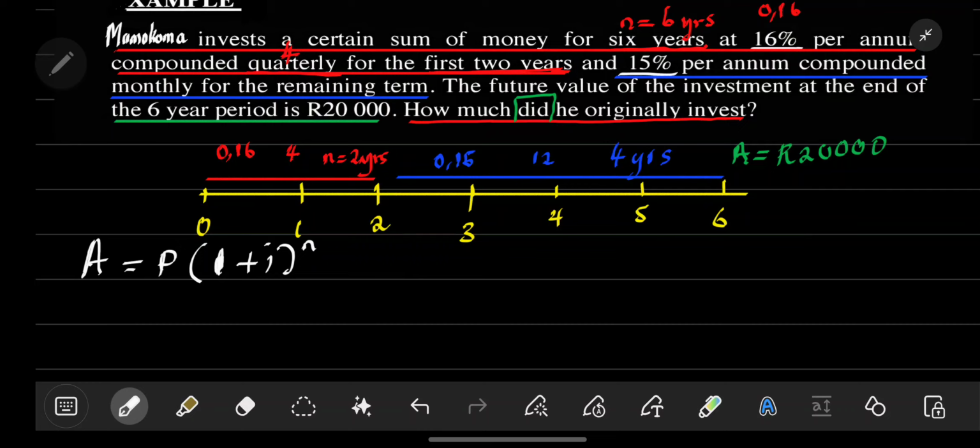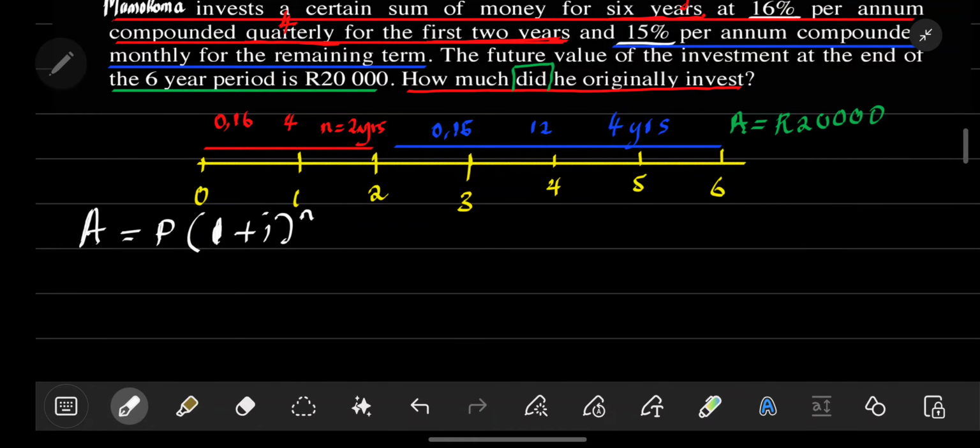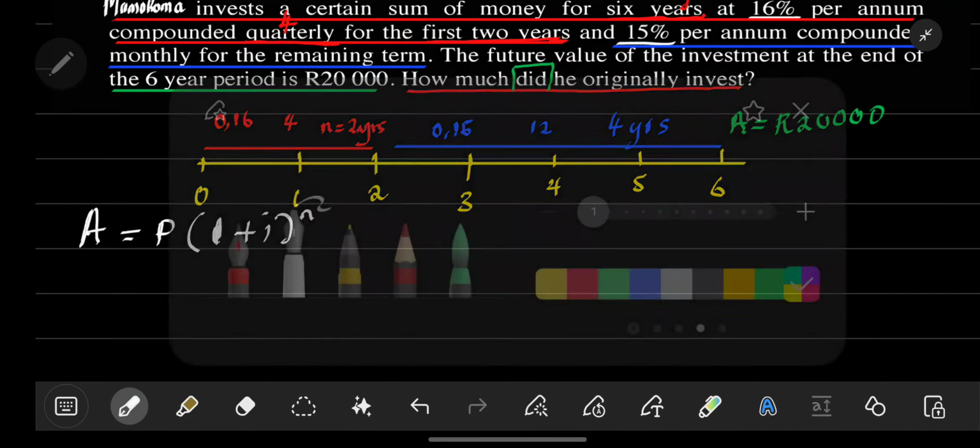But then also that word compounded quarterly and compounded monthly suggests to us that we have to use compounding periods. Okay, in the first lessons I taught about compounding interests. We all know them. So then what's next? We have a future value amount which was 20,000. So it simply means that we are looking for P. Can we give some information here?